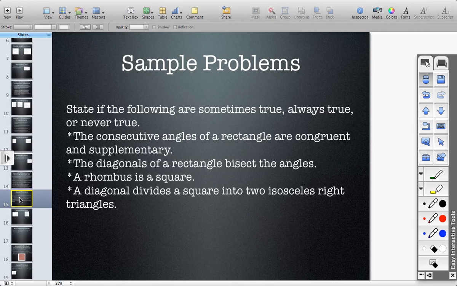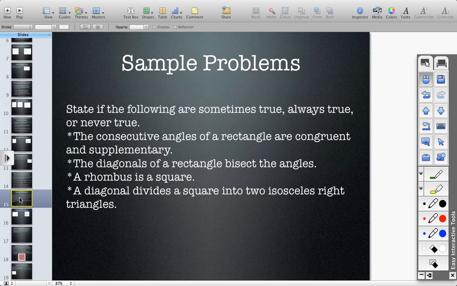These are the ones I assigned you, so you can double check your answers. Many of you, when you were answering these questions, just said true or false, but the question didn't ask for true or false. It said sometimes true, always true, or never true. So make sure you are able to quantify if it is sometimes true but not always true, or if it's just never true, never going to happen.